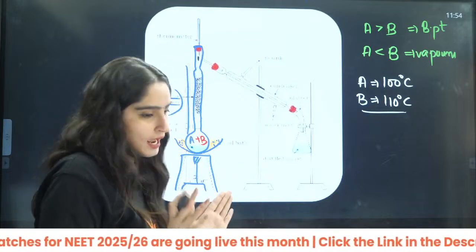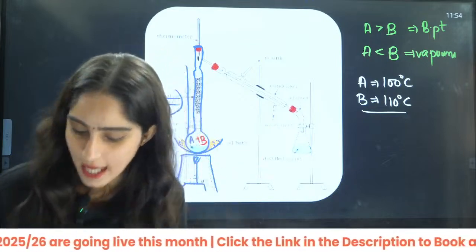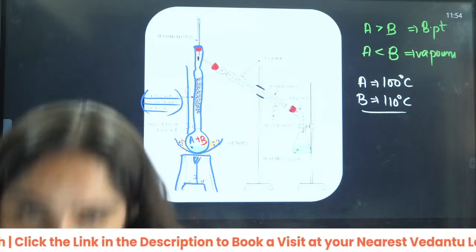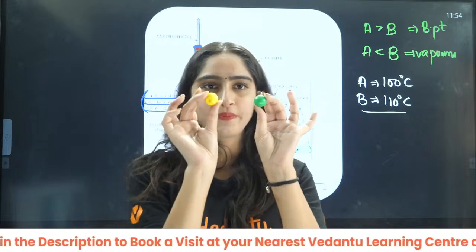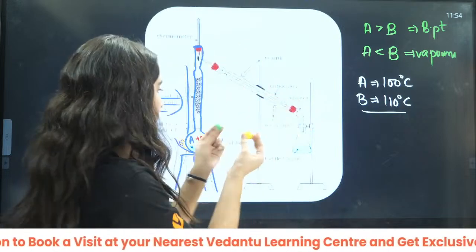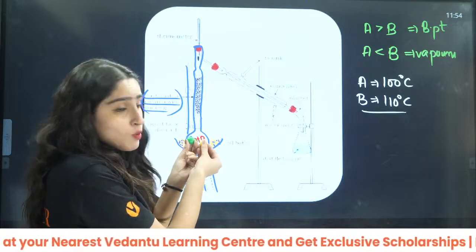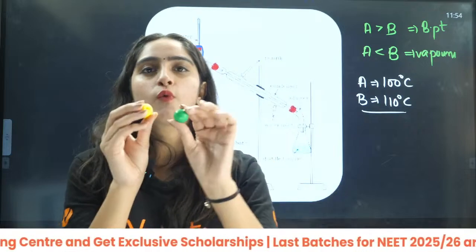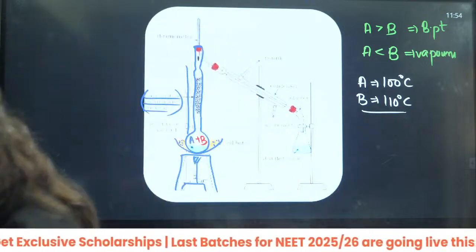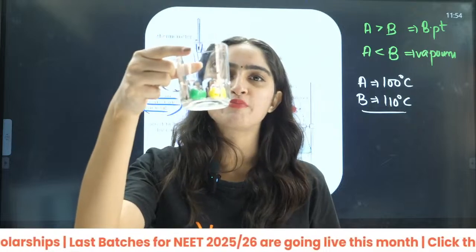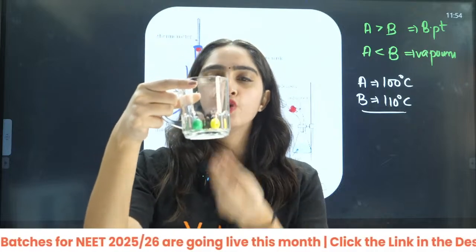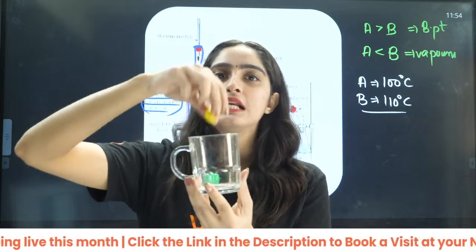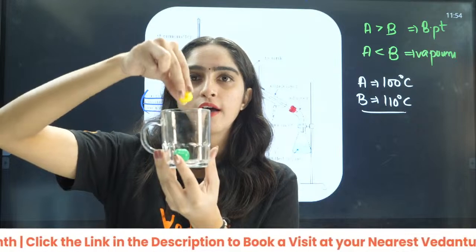For example, this is A and this is B. Both A and B are in the beaker. Now I have provided heat. Now A has which boiling point? 100 degrees. So now what will happen? You have A and B in this beaker and you start to heat it. A, which has the lower boiling point, will start to vaporize.